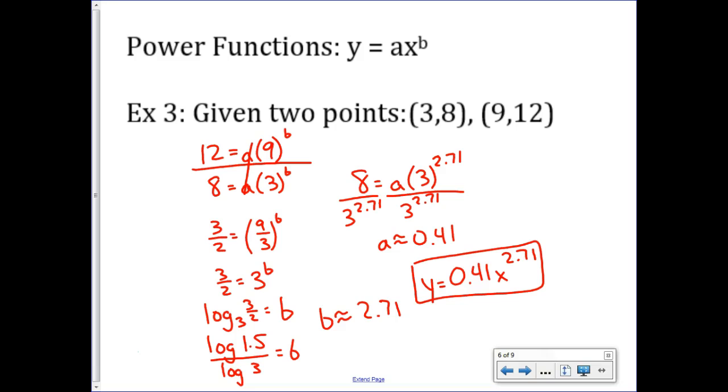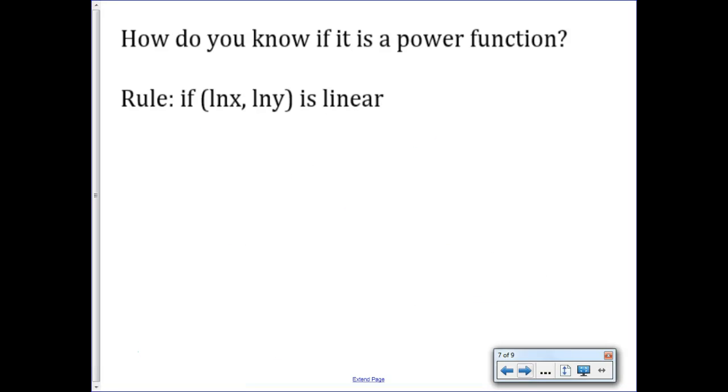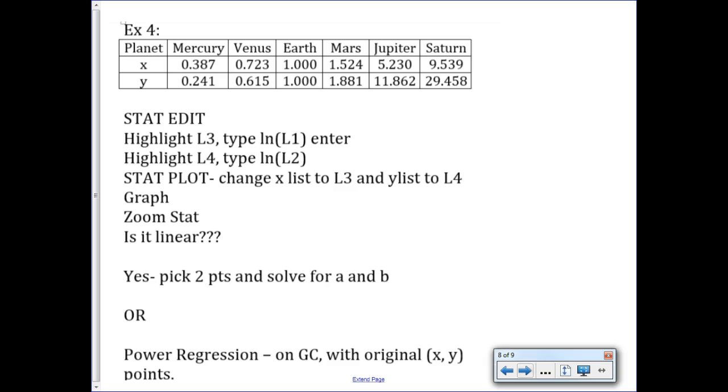All right, but if it doesn't tell us that it's a power function, how do we know? The rule here is if the natural log of x and the natural log of y is linear. So we're going to do the same kind of thing, except we need to take the natural log of both. So here's some values here for, I'm not sure what we're referring to, but talking about planets. Earth is at 1, and we have some x, y values that are comparative with different planets.